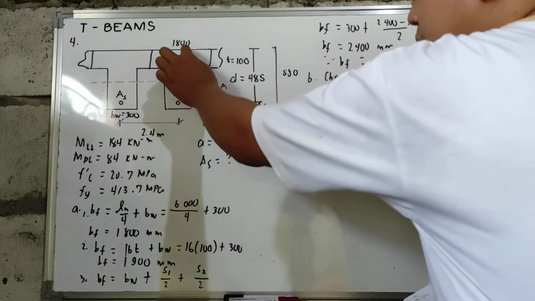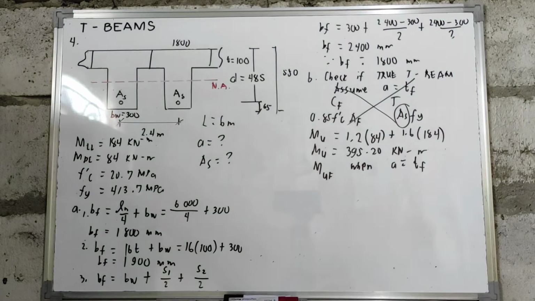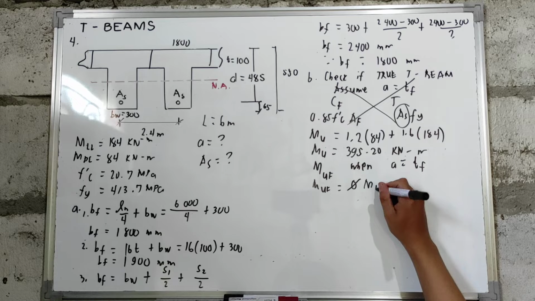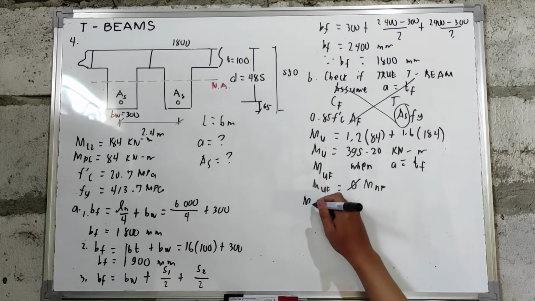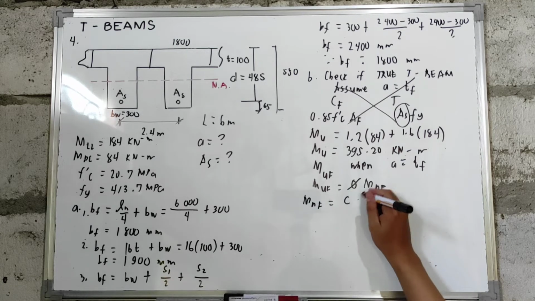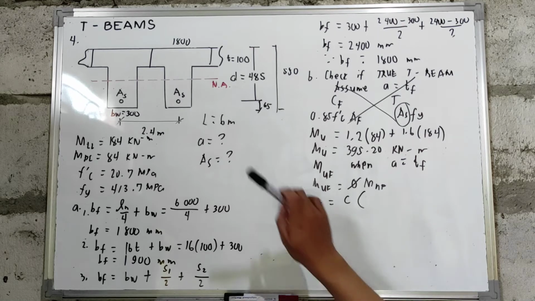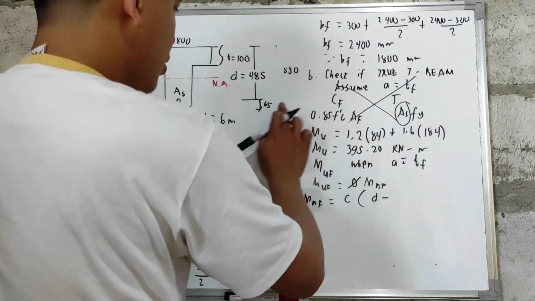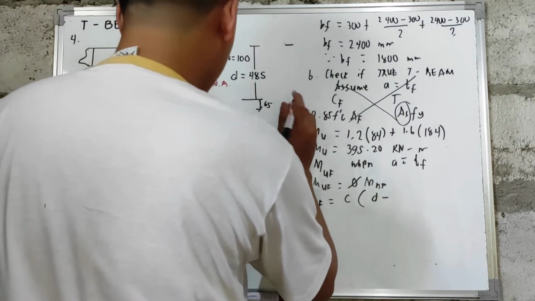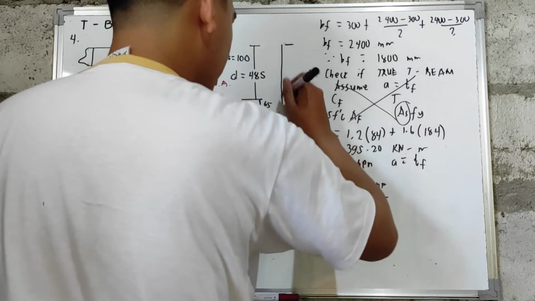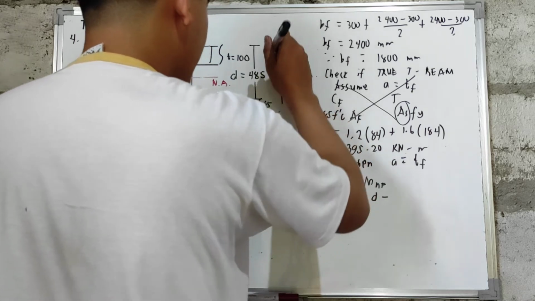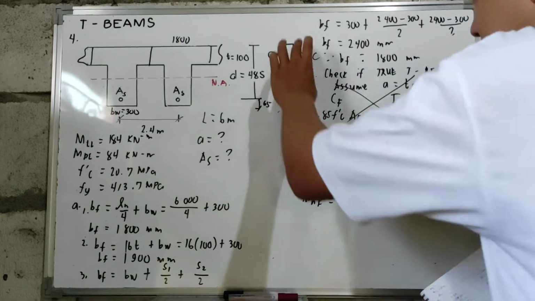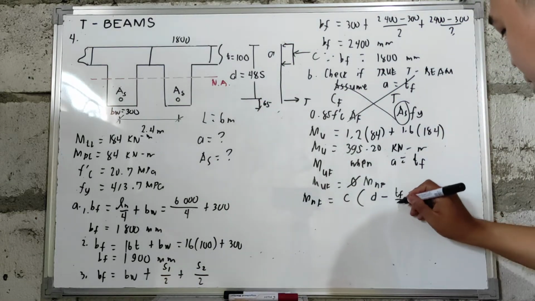So yung compressive force natin, it will act dito sa region natin sa flange. So you will have MUF, that is the reduction factor, multiplied by MNF. So para makuha natin yung nominal moment natin sa flange, so that will become yung C natin multiplied by yung moment arm natin. Lagi tayong mag-moment dito sa tension, so that will become D minus A over 2. We assume na yung A natin, that is equal to 100. Yung A natin, that is the thickness of your flange, over 2.